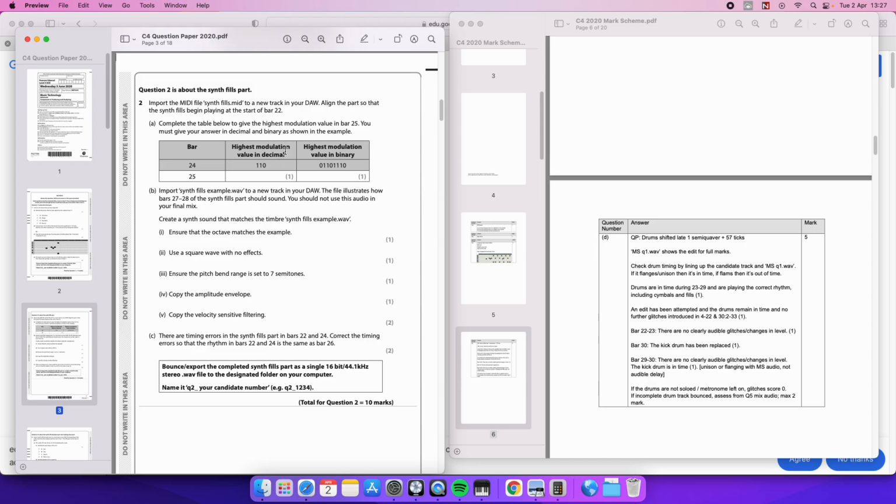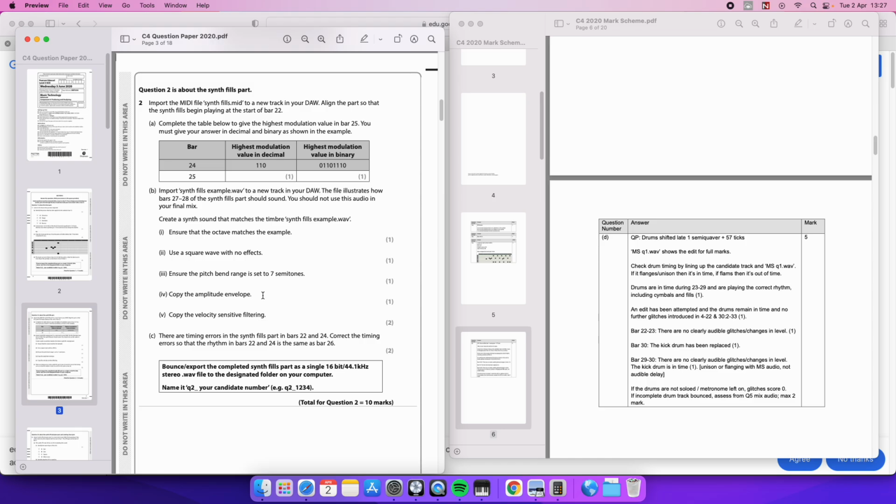Complete the table below. Oh god, I'll do this in a separate video. MIDI binary stuff, because it's just silly stuff. There are simple equations we can do to figure this out, but I'll cover this in another video. Decimal to binary. Forget about it for now.